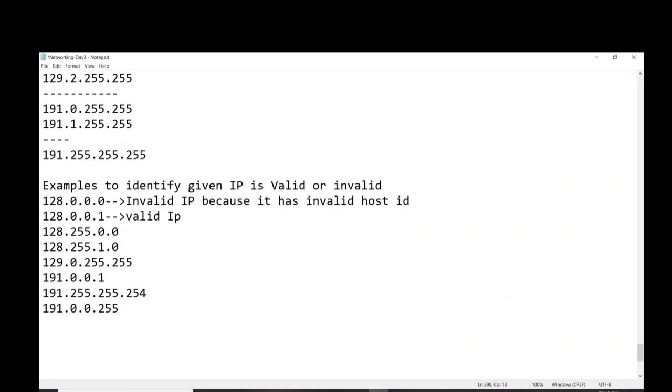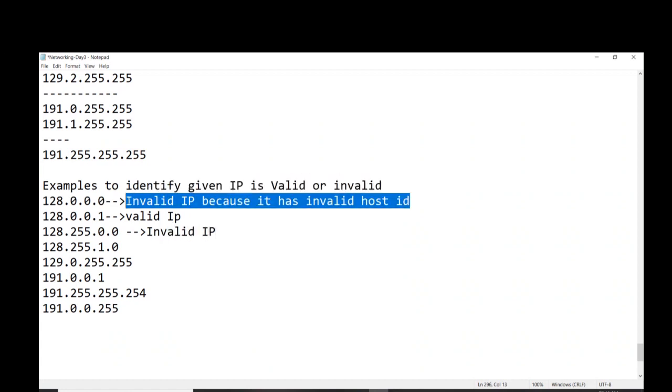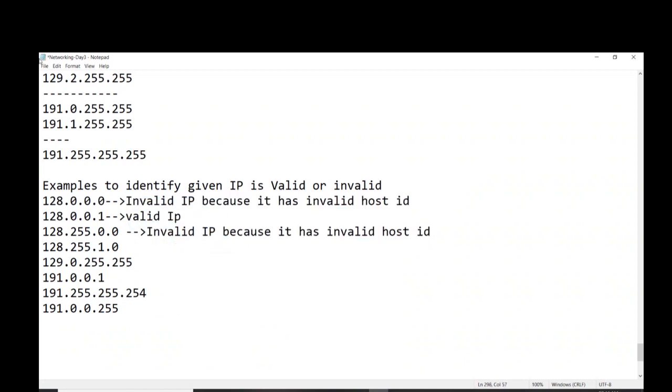What about this? Is it valid? No, sir. Why? Same thing, sir. Both sides are 0. Okay, so it is an invalid IP, again the same. What about this next one? Is it valid? Yes, sir, because it has a valid network ID and a valid host ID.